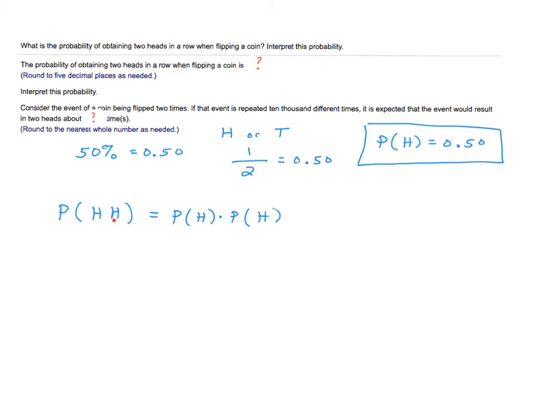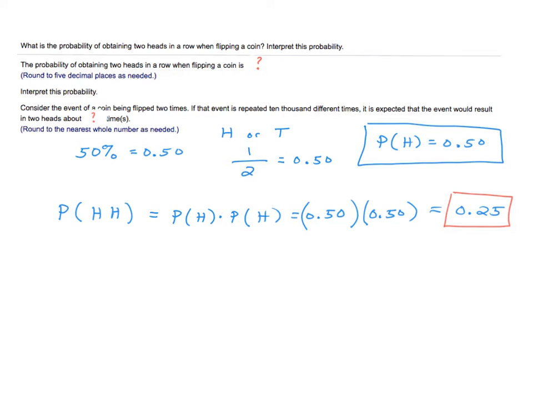So if you have these two events in a row, you can just consider the probabilities individually. I know the probability of getting heads on the first attempt is 0.5, but that's going to be the same thing as this value here. So I'm going to put 0.50, and we're multiplying that to 0.50. And you can do this in the calculator if you want to. You get 0.25. And that's the answer to the first part of this question. The probability of getting two heads in a row when flipping a coin is 0.25, so a quarter of the time.